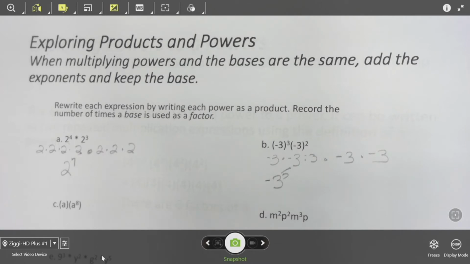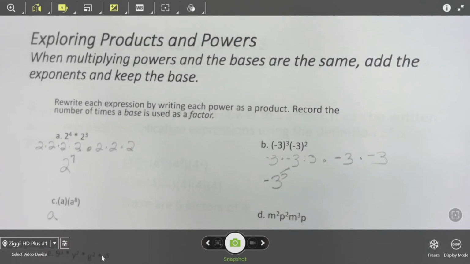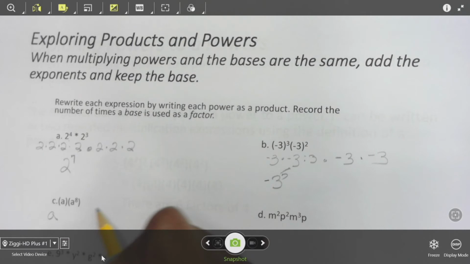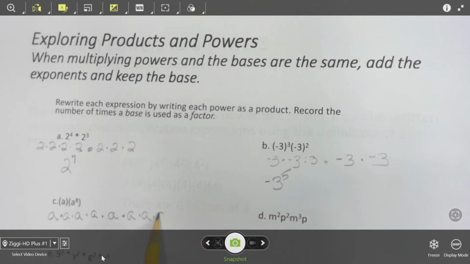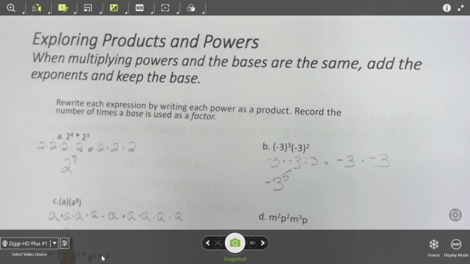Okay, so let's see. What do we have here? There's A. Notice there's no exponent here, but we have to include it, don't we? It's part of the expression. So there's only one A here, okay? It's being multiplied by 8 more A's. A times A. Okay, you got to help me count now. I need 4 more. 1, 2, 3, 4. Okay, so A is our base. And what's going to be our power?